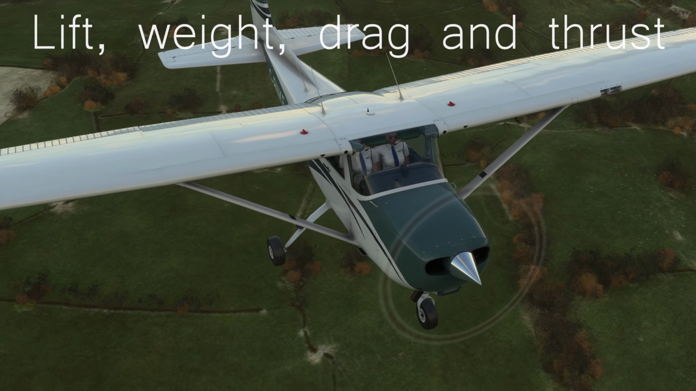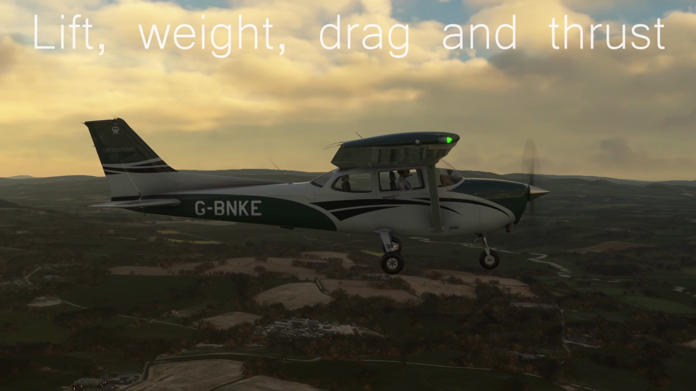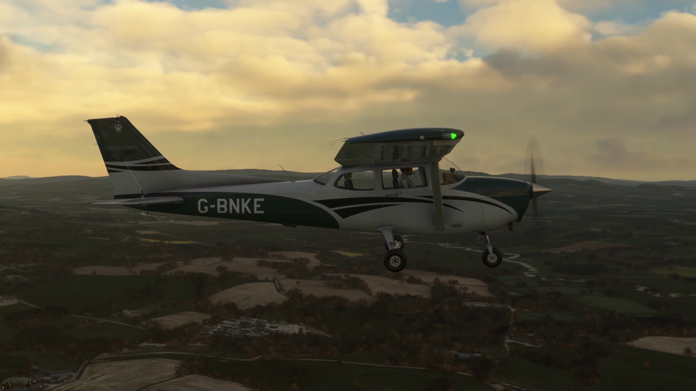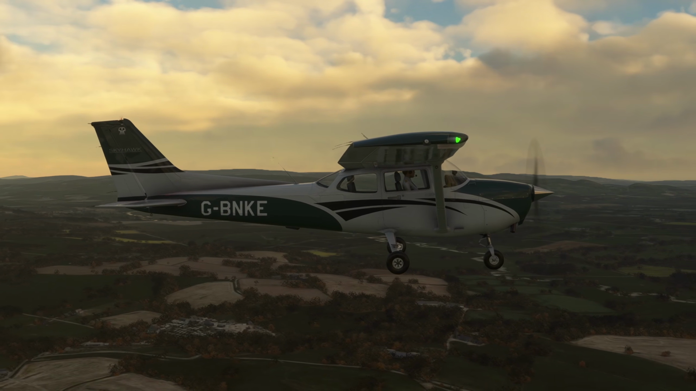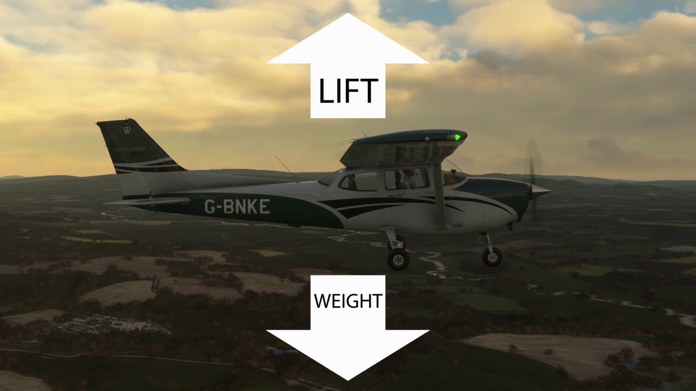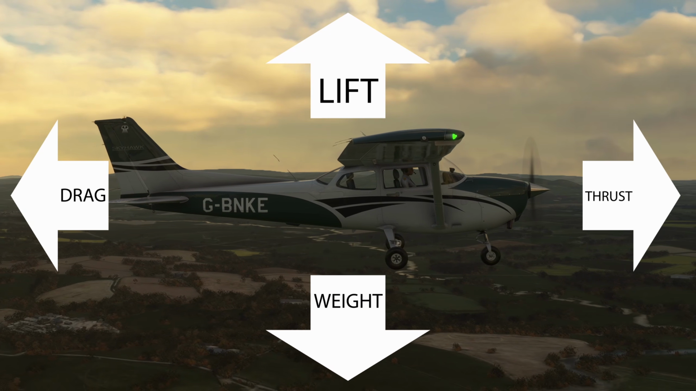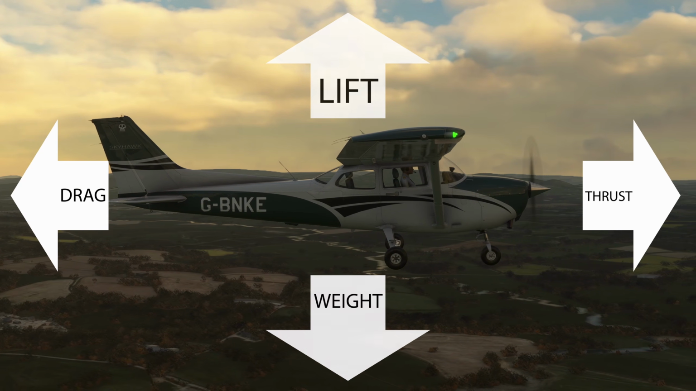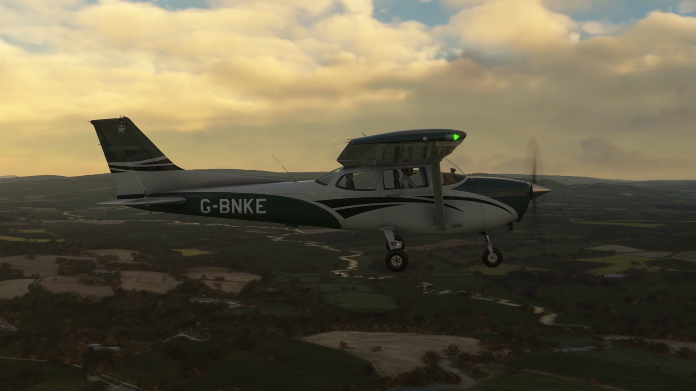Lift, weight, drag, and thrust. These forces never leave you, from the moment you lift off the ground to the time your bulk settles back down on terra firma. Because of weight, you need lift, and because of drag, you need thrust. Flight is all about balance and having equal forces acting upon you.